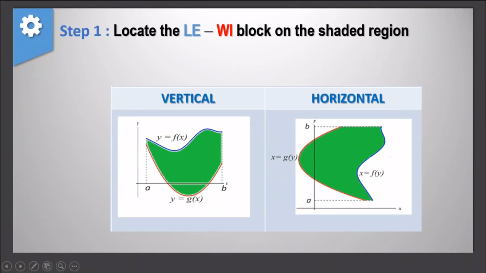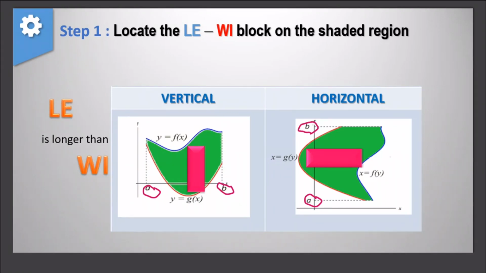Step 1. We locate the Levy block on the shaded region. The block is located vertically when you choose the x boundary. Meanwhile, it is located horizontally if you choose the y boundary as the limit of integration. Remember, length is longer than width, so we label the longer side as length and the shorter side as width.